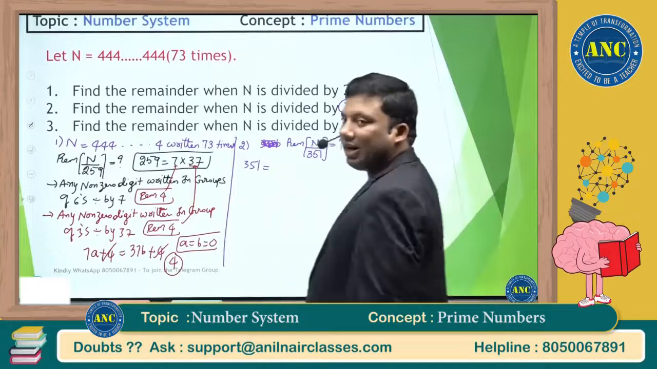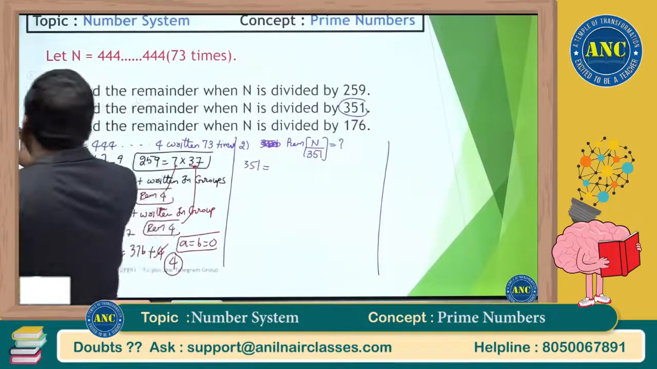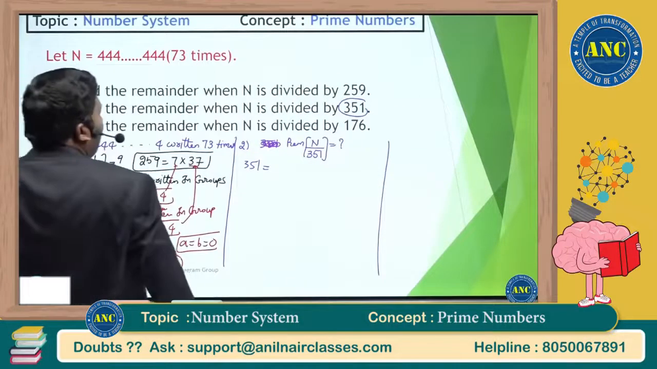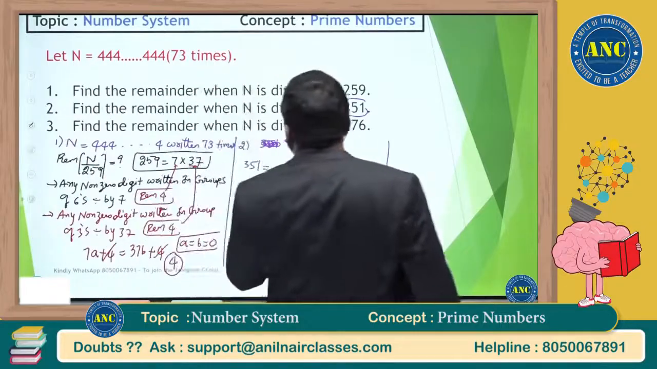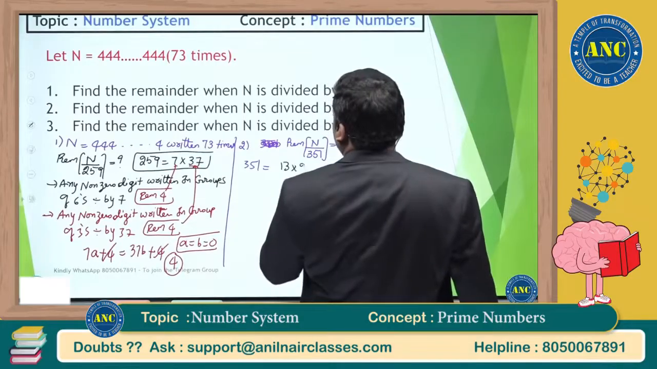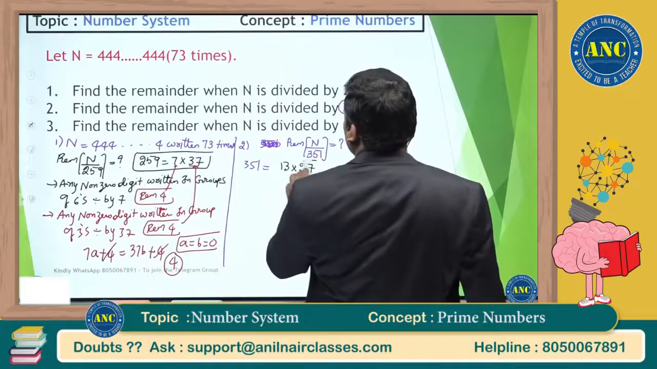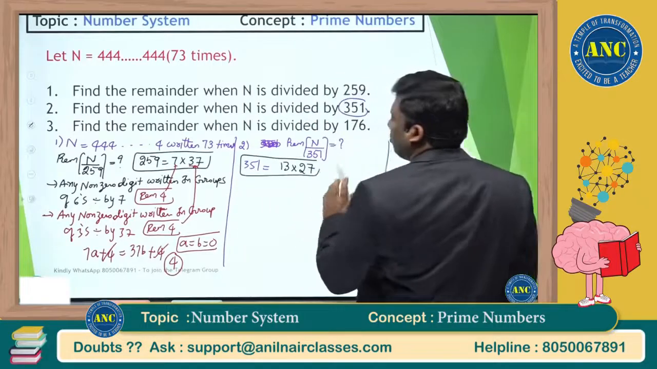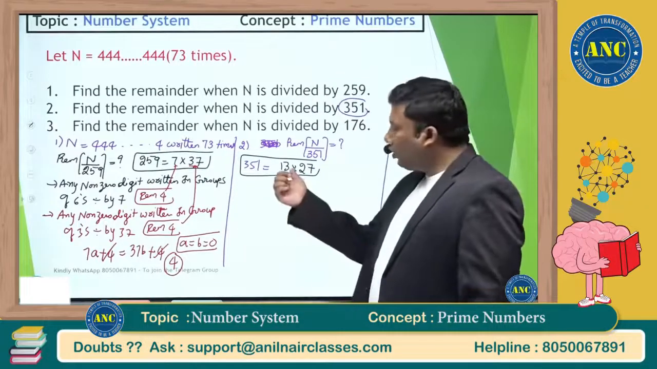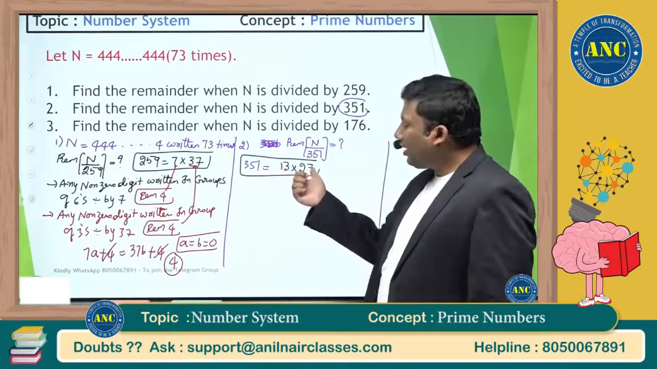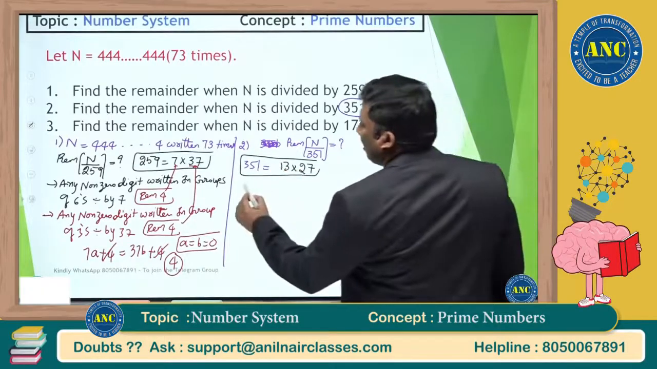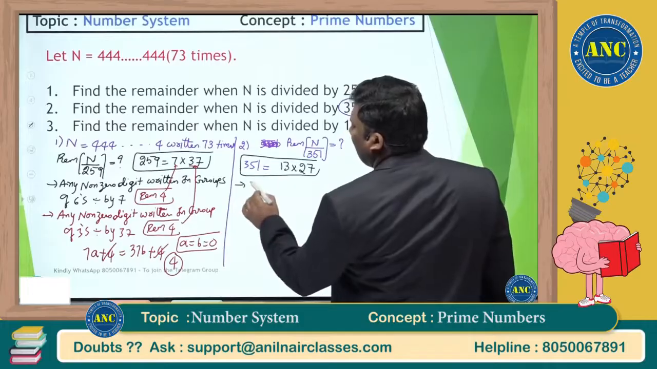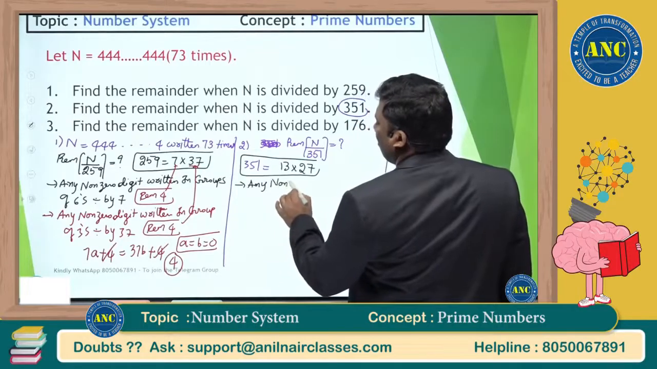Now we have to derive the factors for 351. If you observe closely, 351 is 13 2s are 26, 13 into 27. So we have to use the divisibility rule of 13 and 27.